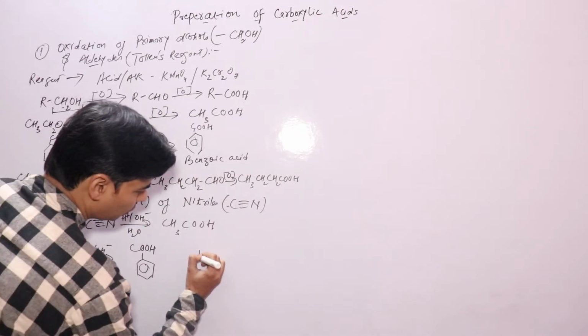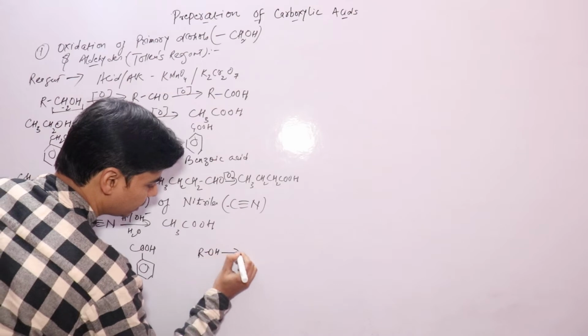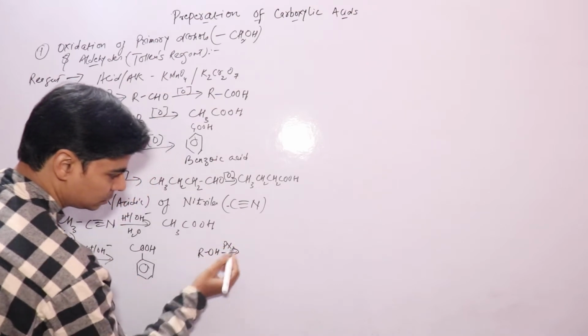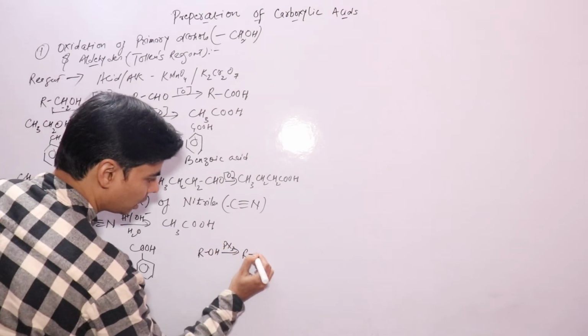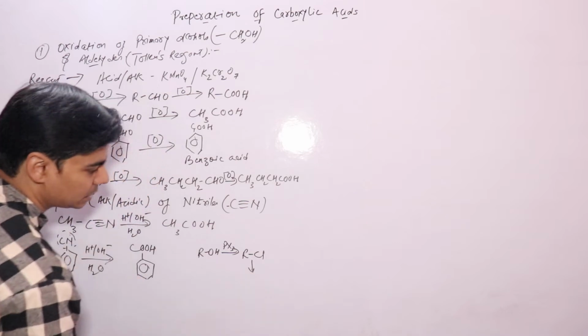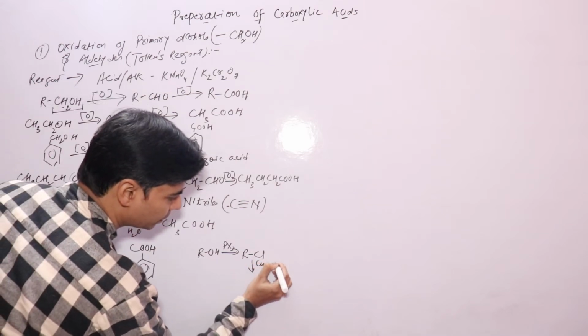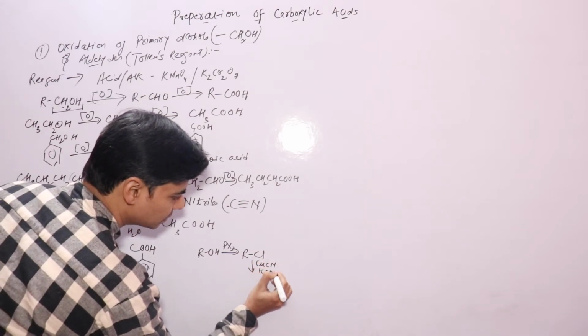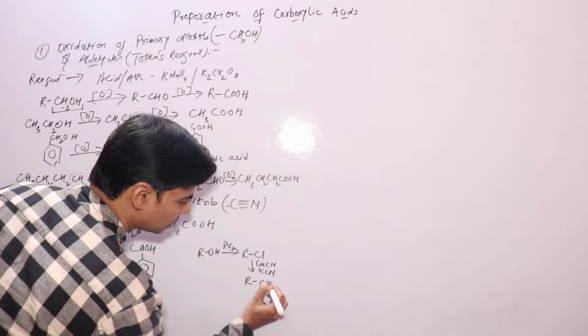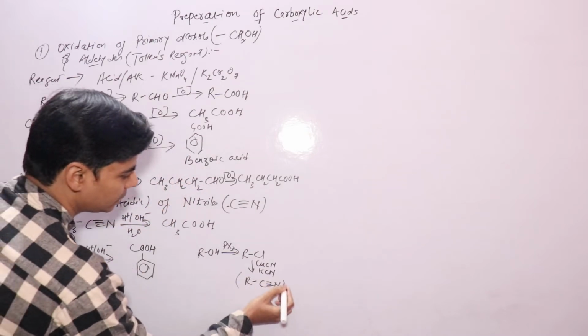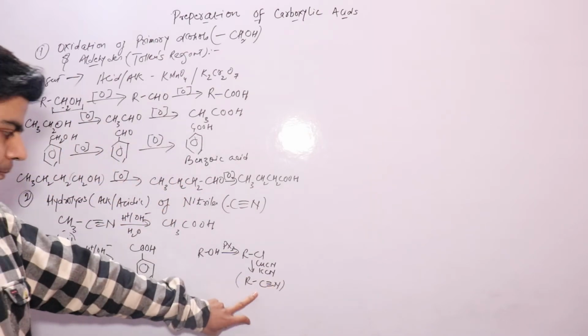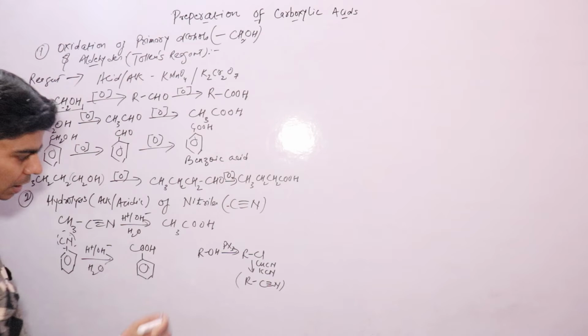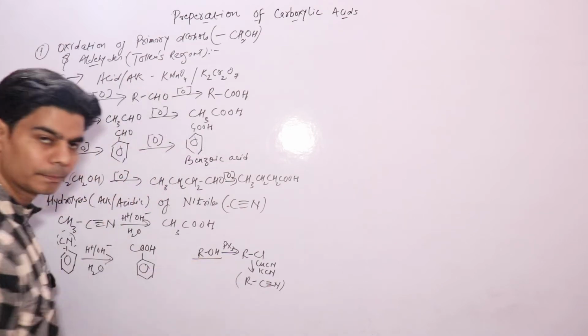You have this ROH, it will react with trihalides to form RCl, right? RCl will react with copper cyanide and potassium cyanide to give you RCN, right? This is how you will prepare cyanides. So basically the starting material is your alcohol.